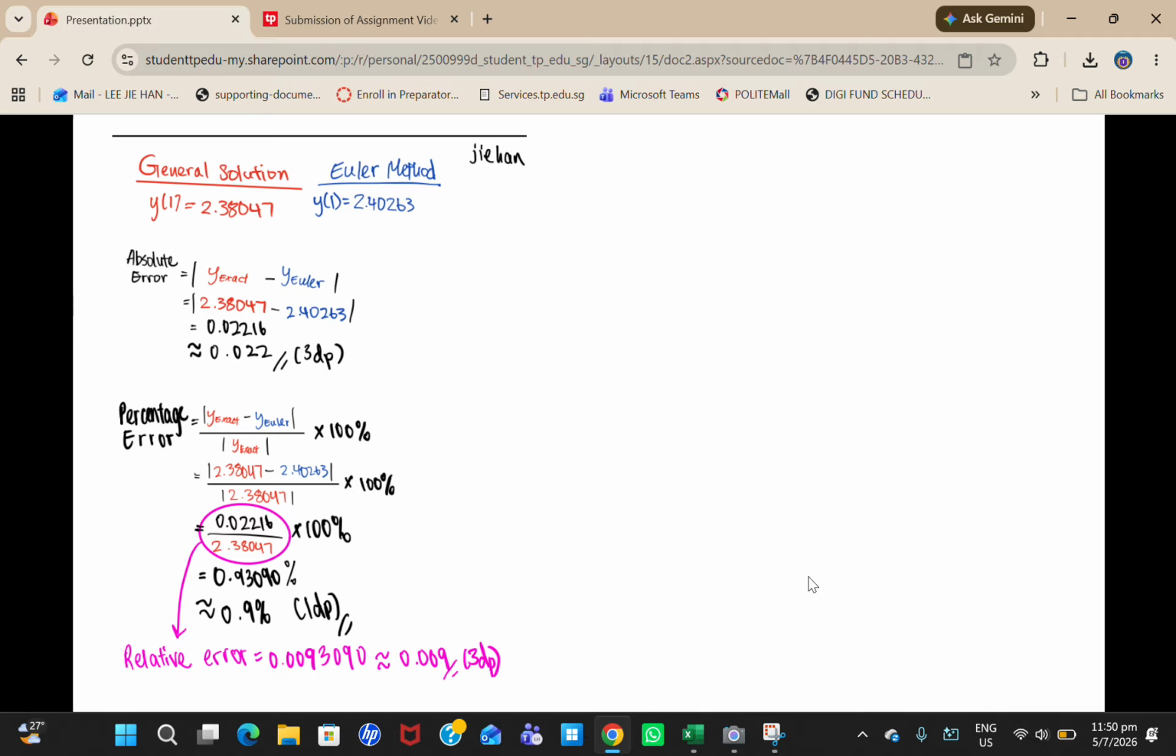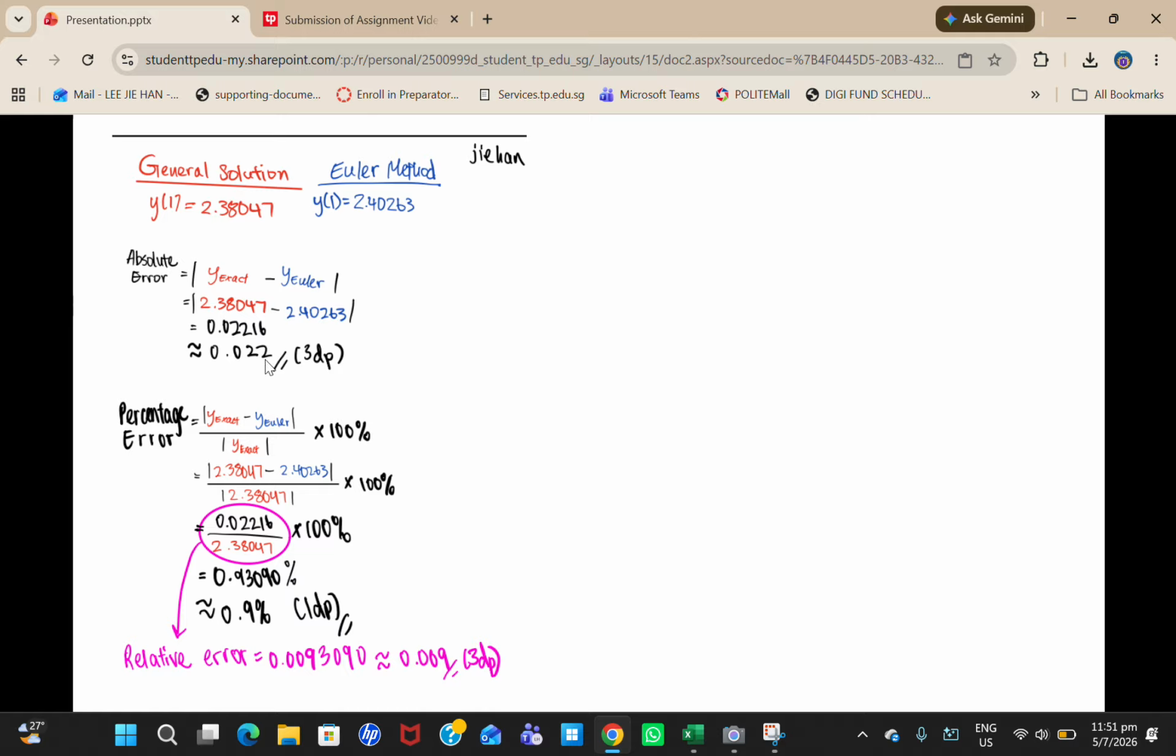And next, I'll be explaining about absolute error and percentage error. So firstly, absolute error measures the numerical difference between the Euler's method approximated value and the exact solution's value. It tells us how far the approximated value is from the true value. Regardless of whether the approximated value is overestimated or underestimated, it is always positive as we are finding the absolute value. That's why this value right here is not negative, and we are finding only the magnitude.